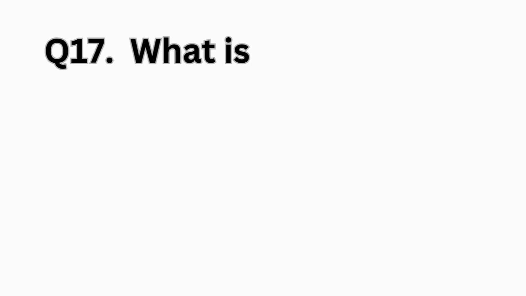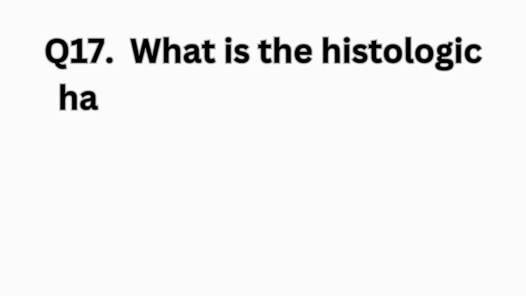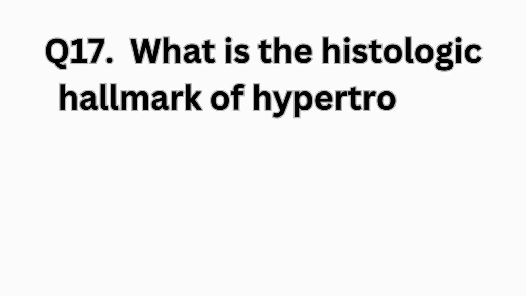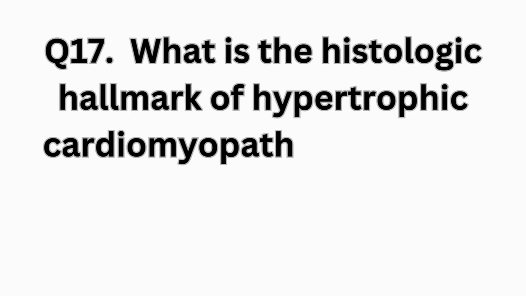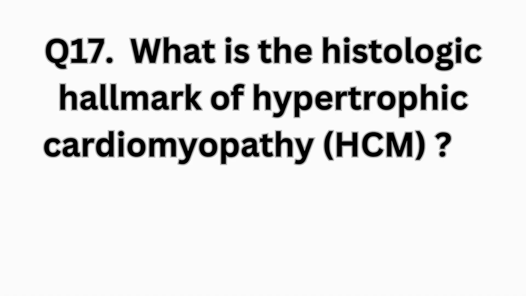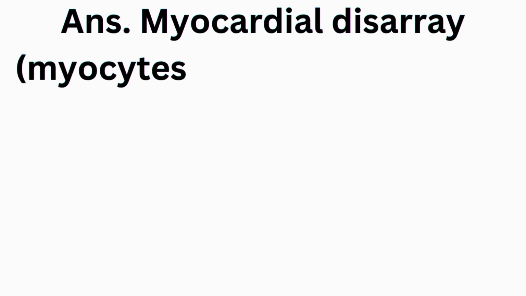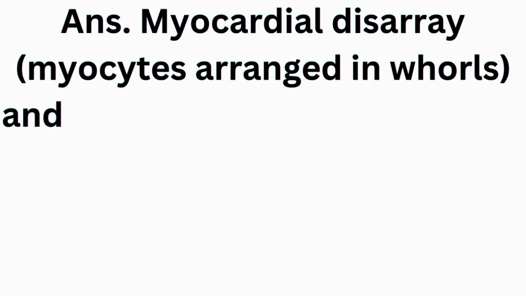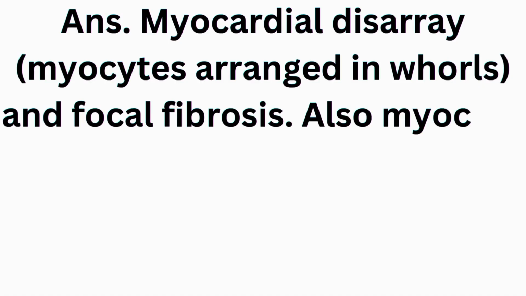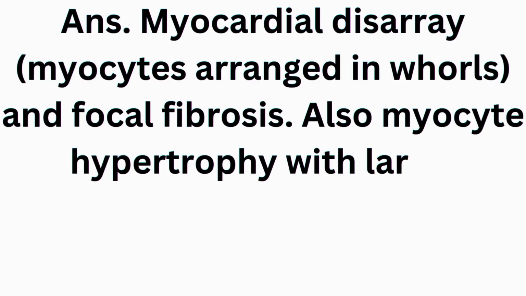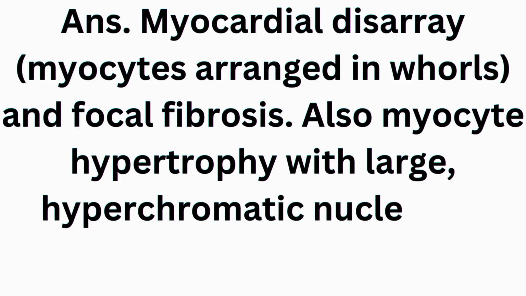Question 17. What is the histologic hallmark of hypertrophic cardiomyopathy? You may pause the video now and share your answer in the comment section. The primary histologic hallmarks of hypertrophic cardiomyopathy involve a triad of these microscopic features, which are: number 1, myocyte disarray. This is a diagnostic feature. So here, the heart muscles, the myocytes, are arranged in a disorganized, chaotic pattern.